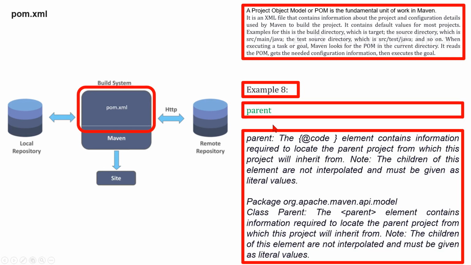Parent, this element contains information required to locate the parent project from which this project will inherit from. Note the children of this element are not interpolated and must be given as literal values. With regard to API, the class Parent in package org.apache.maven.api.model, the parent element contains information required to locate the parent project from which the project will inherit from. Note the children of this element are not interpolated and must be given as literal values.